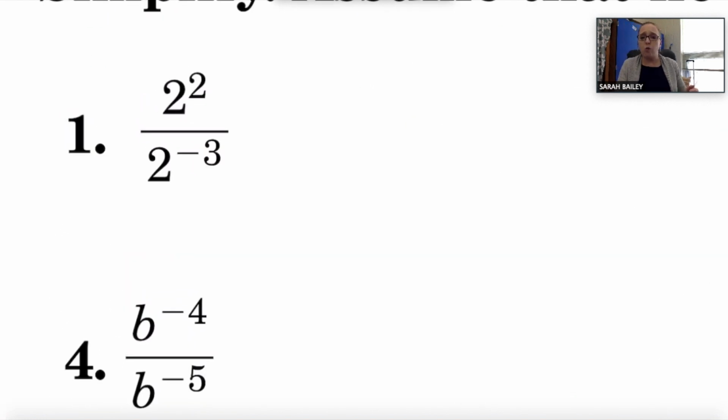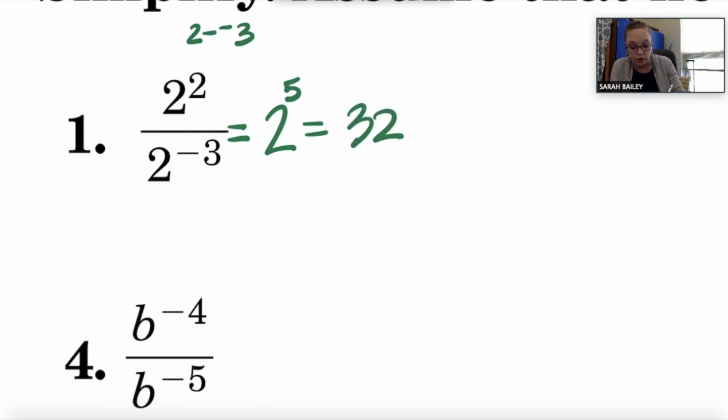So remember that quotient rule that we've already learned about says that we keep the base, which in this case is the 2, and then we subtract the exponents. So here my exponents are 2 and negative 3. So I need to know what is 2 minus negative 3. And so that would be 5. So I get an answer of 2 to the 5th power, which is equivalent to 32. So either one of these answers could be correct.